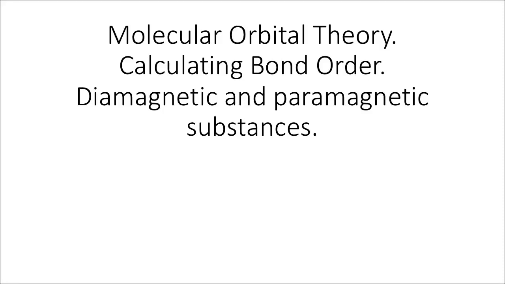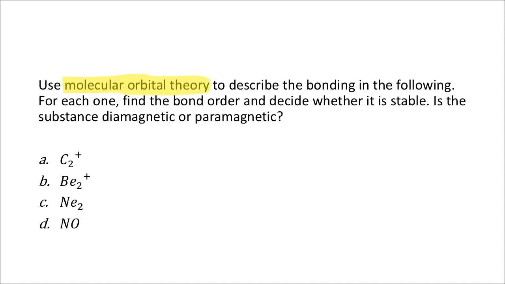Here's a problem that uses molecular orbital theory to calculate bond order and determine whether a substance is diamagnetic or paramagnetic. It says, use molecular orbital theory to describe the bonding in the following. For each one, find the bond order and decide whether it is stable. Is the substance diamagnetic or paramagnetic?